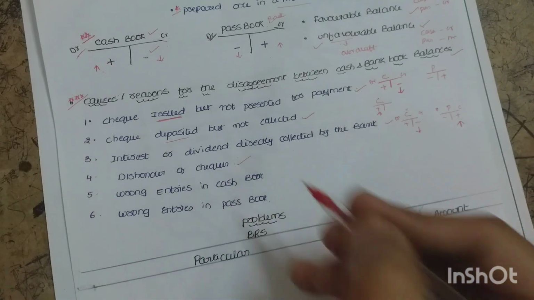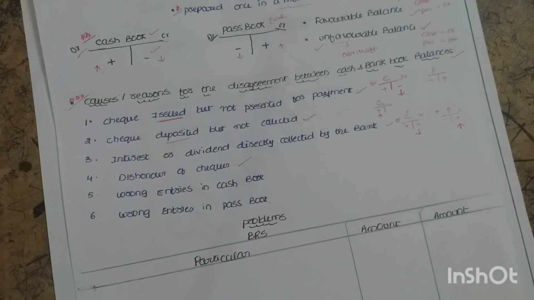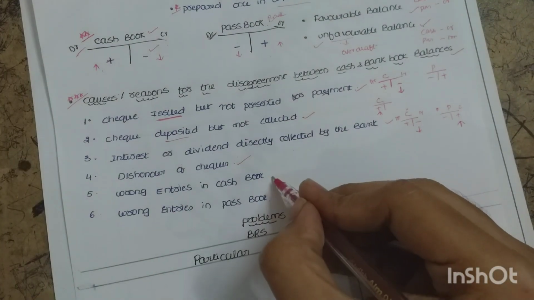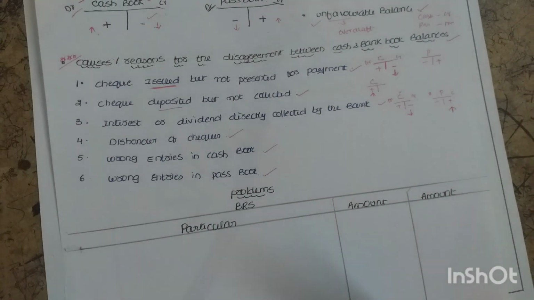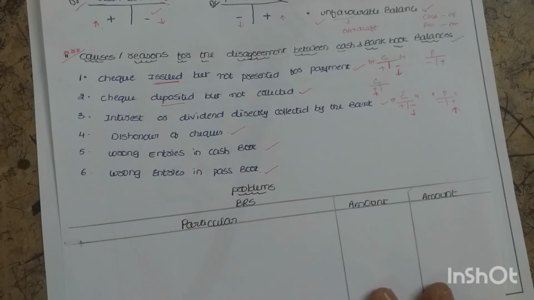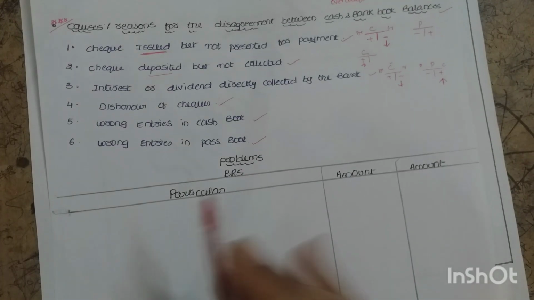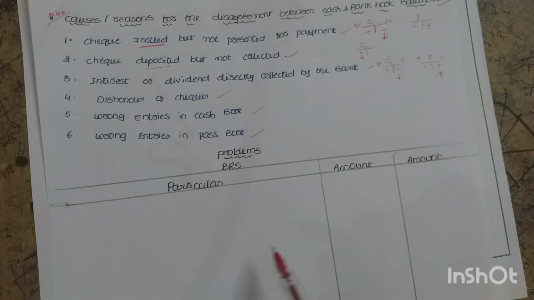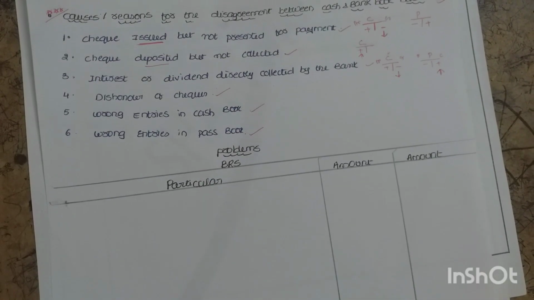Next one, dishonor of check. Dishonor of check is always minus in the passbook. Okay, remember this one. Or wrong entries in the cash book, wrong entries in the passbook. These are the reasons for the disagreement between the cash book and passbook balances. So remember all this. Next one, coming to the format of problems. Simple format we are having, that is particular amount. Okay, now one by one we will do the problems.